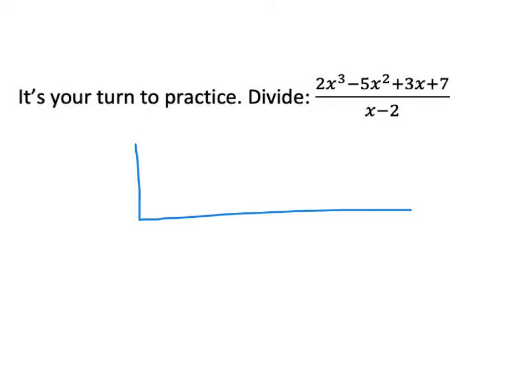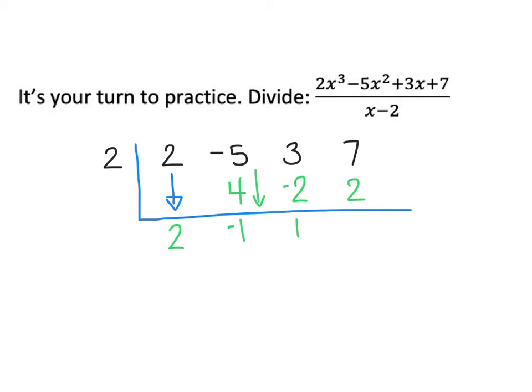All right, so my factor is x minus 2. My corresponding zero would be positive 2. Switch the sign. Pick off your coefficients: 2, negative 5, 3, and 7. Does not appear that I need any zeros as placeholders. I start by bringing down my 2, and now I multiply. 2 times 2 is 4. Add would be negative 1. Multiply is negative 2. Add would be 1, and 2 times 1 is 2. Add, and I get 9.